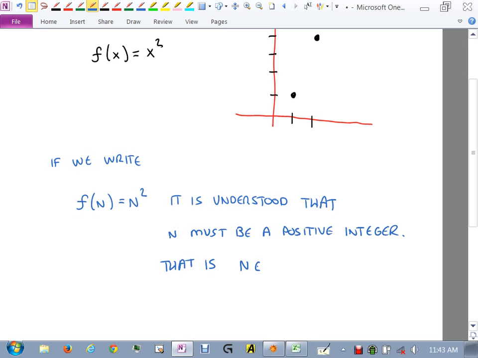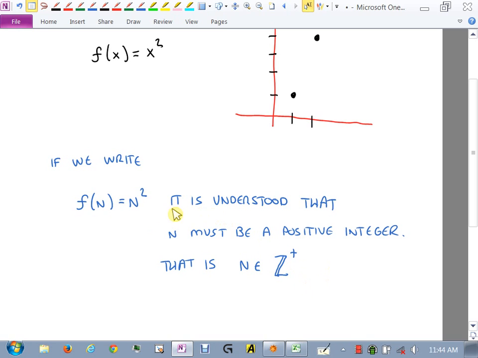n must be an element of double-struck Z with a plus on the top right. Okay, you've seen double-struck R is all real numbers. Double-struck Z are the integers. The plus sign in the top right means positive integers.